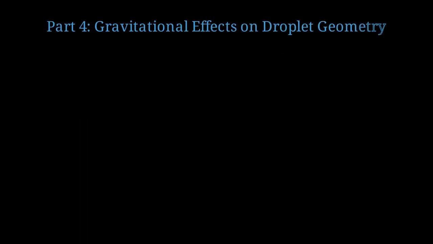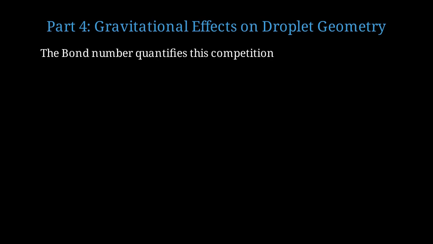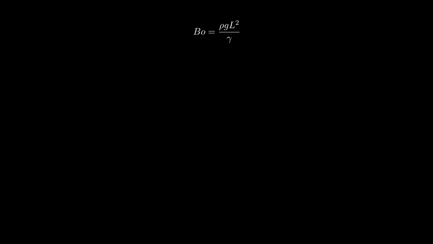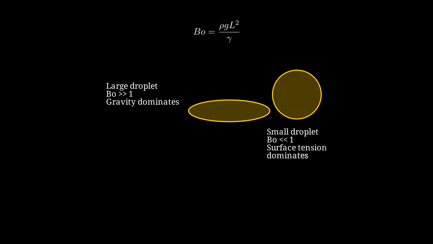Gravity plays a competing role. While surface tension favors spherical shape, gravity tries to flatten the droplet, especially for larger volumes. We use the dimensionless bond number to quantify the relative importance of gravitational forces versus surface tension forces. Bond number equals rho g l squared divided by gamma, where rho is density, g is gravitational acceleration, l is characteristic length, and gamma is surface tension. Large droplets with bond number much greater than 1 are flattened by gravity. Small droplets with bond number much less than 1 maintain nearly perfect spherical shape.